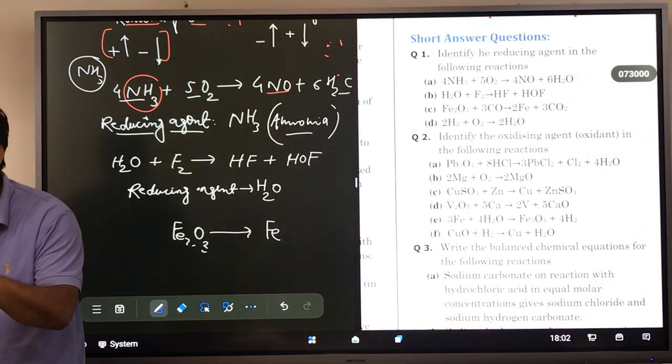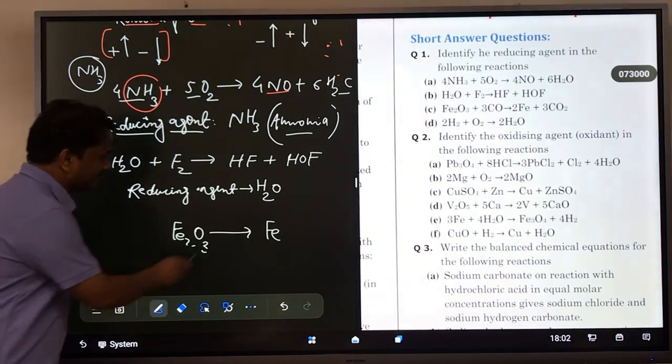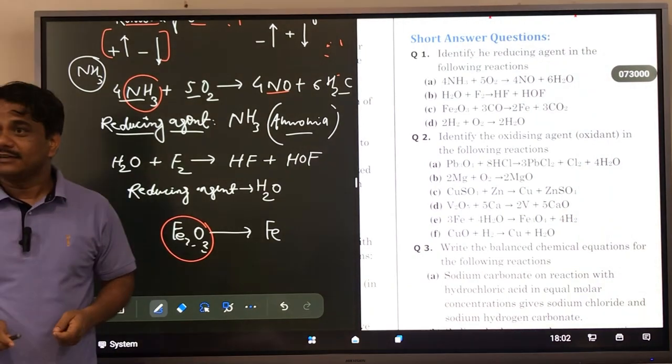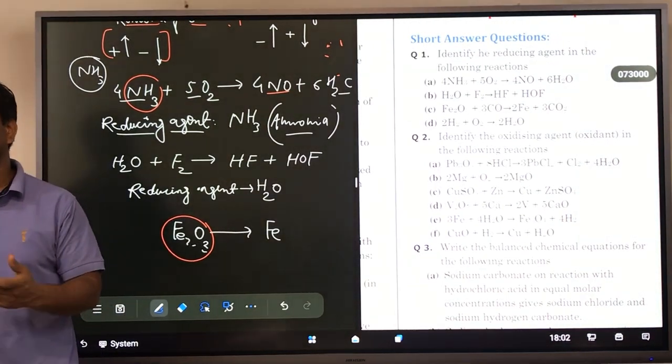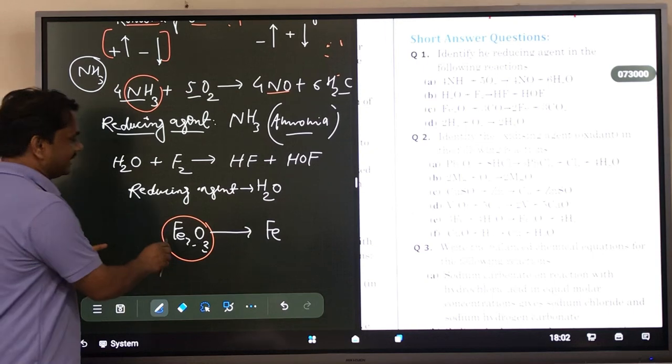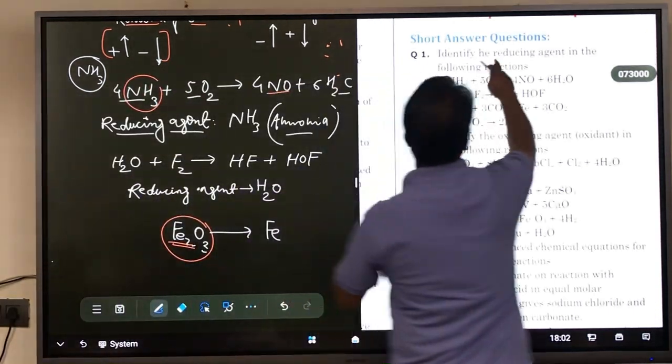Removal of oxygen is reduction. So is it going under reduction? Yes, sir. What agent is this? Oxidizing. So if this is the oxidizing agent, what we have to tell here is the reducing agent.